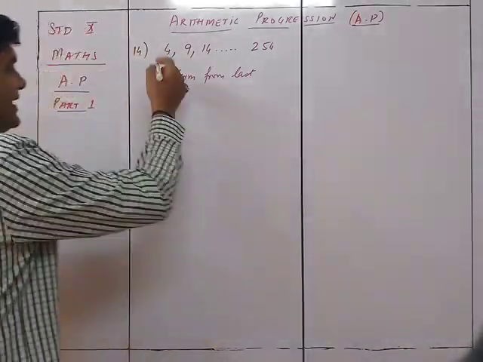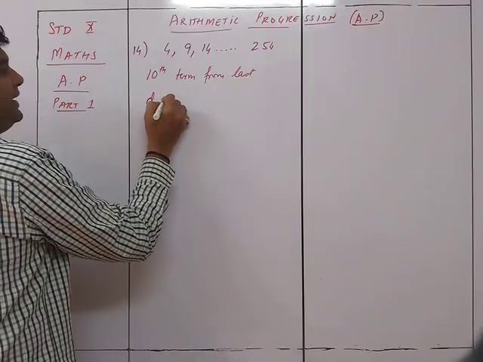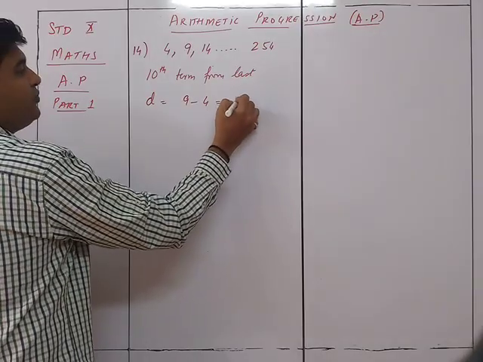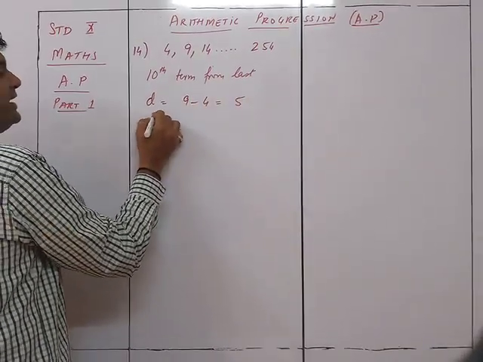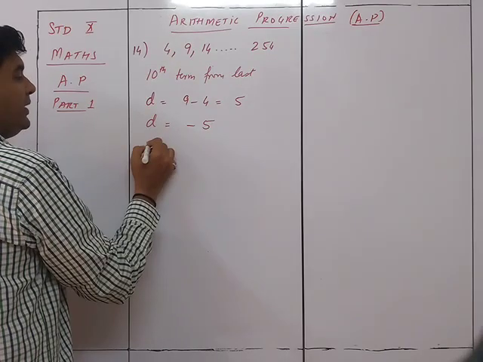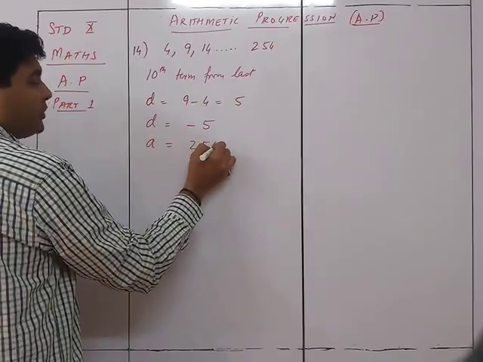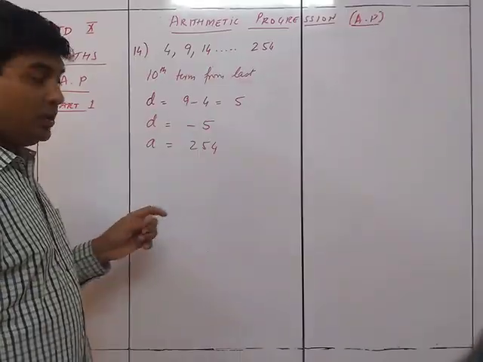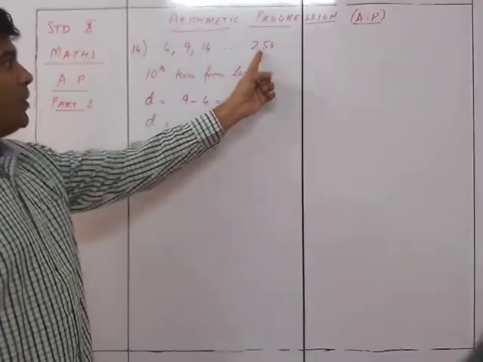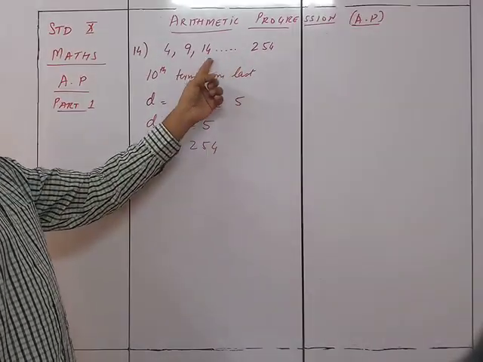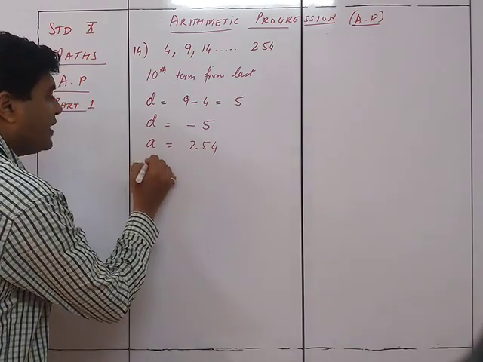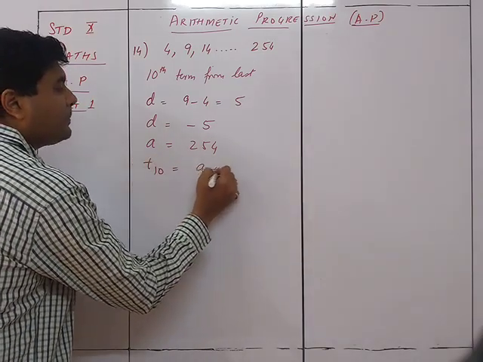So what will happen right now? What is my D? My D is 9 minus 4, which is equal to 5. So instead of that, we take the D to be minus 5 and we take the A to be 254. If I start from here and I go back like this, minus 5, minus 5, minus 5, I just want T10 now. T10 is A plus 9D.